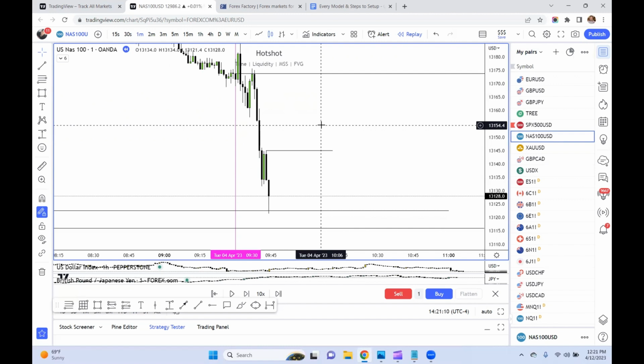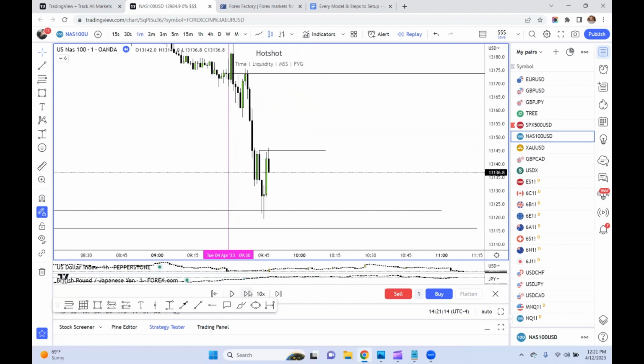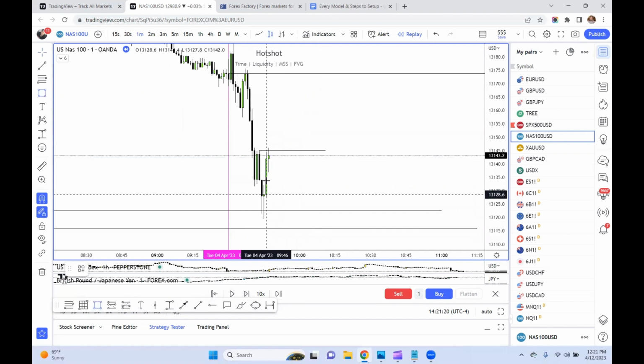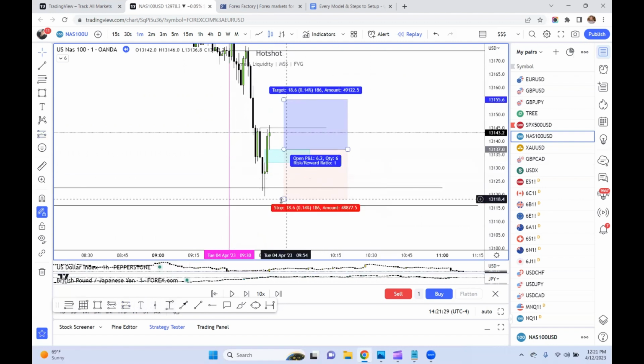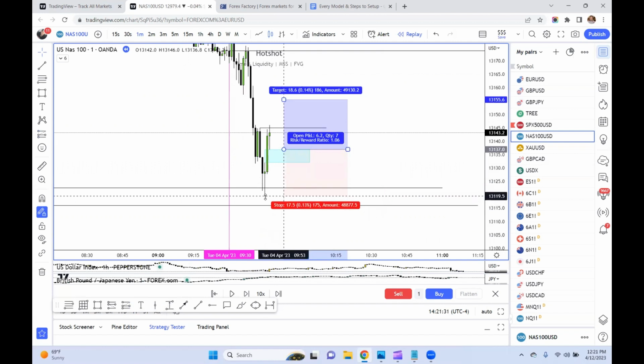Getting back to the video, this is the correct market structure shift point. So let's see. That's the displacement right there. That's the market structure shift candle right here. So there's a fair value gap right here. Boom. Now we can set our buy limit right here. We can put our stop loss right below the one candle right here.